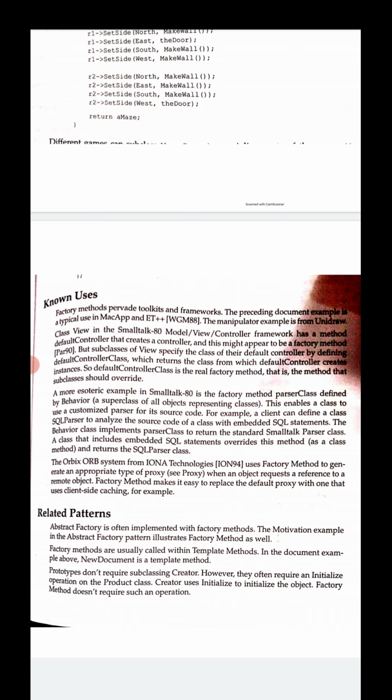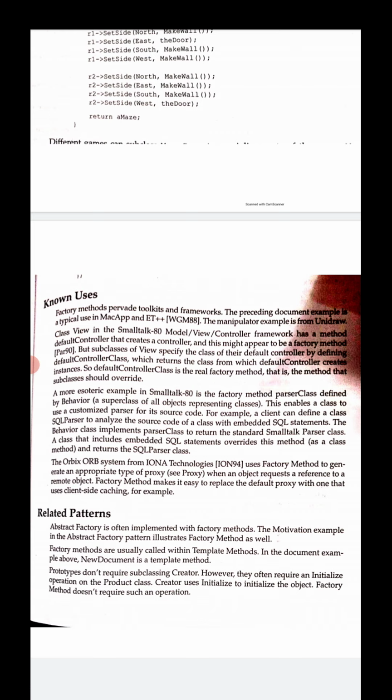Coming to the related patterns of the factory design pattern, the first one is Abstract Factory. Its intent is to create families of related products or objects without instantiating the classes directly. It is very often implemented with factory methods. The motivation section gives the best example of the Abstract Factory pattern.